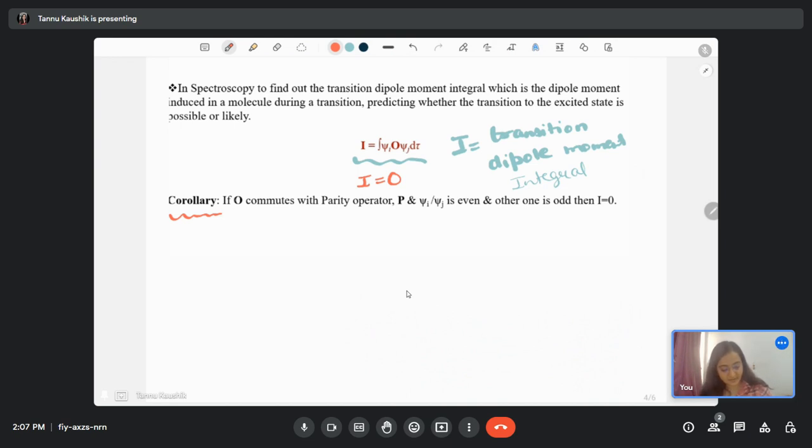So it has a corollary, the conditions which have to be followed for a transition dipole moment integral to be equal to 0. And what does it say? It says that this operator, so please consider this parity operator, and these have this sign on it. First condition: we have to check whether the operator O commutes with the parity operator.